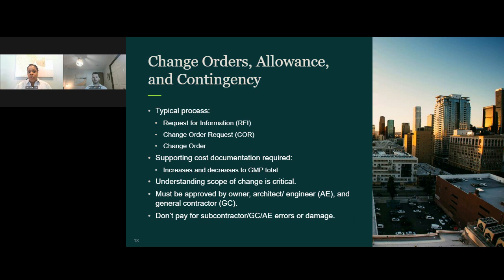All of those things should be tracked within a log for ease of use, but also when you're reconciling at the end of the job and trying to understand if there's any projected savings, you can clearly identify where that may exist.